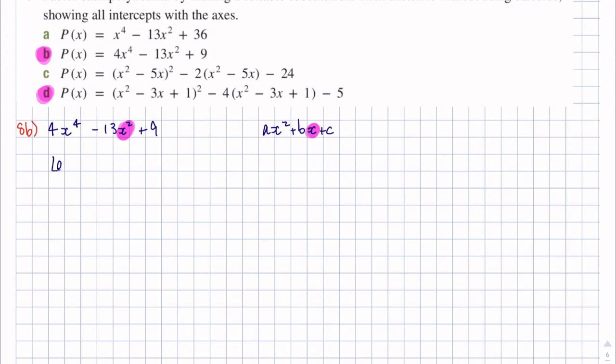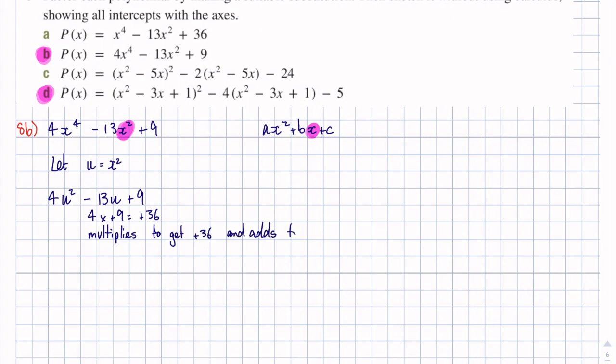So I'm going to say let u equal x squared. Then this is 4, well x to the 4 is x squared squared, so that's u squared. Take 13u plus 9. And now this is something I can factorise quite easily. So 4 times positive 9 equals positive 36. What multiplies to get positive 36 and adds to get minus 13?